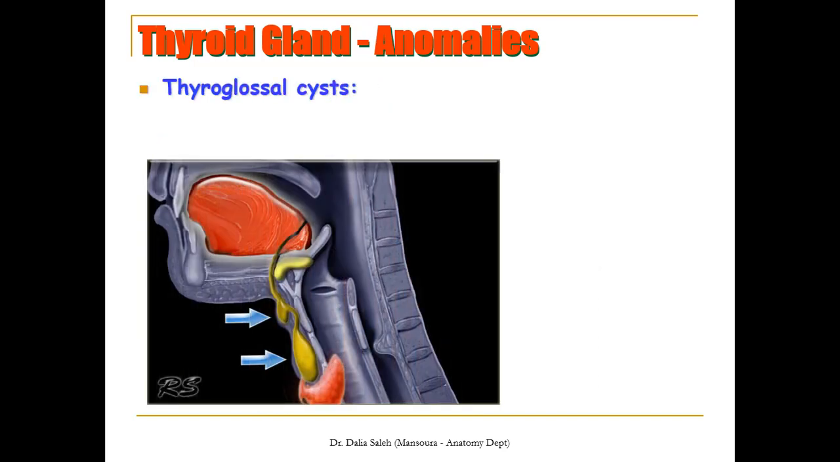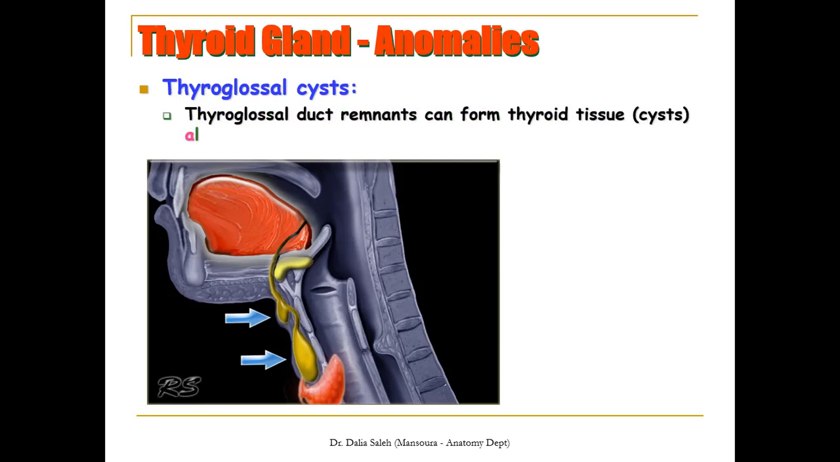Or we can have anomalies related to the obliteration of the thyroglossal duct, and we end up with what's called thyroglossal cysts. In this case, the remnants of the thyroglossal duct will form cysts from the thyroid tissue, which can be found in the midline, anterior to the hyoid bone, and anterior to the larynx.